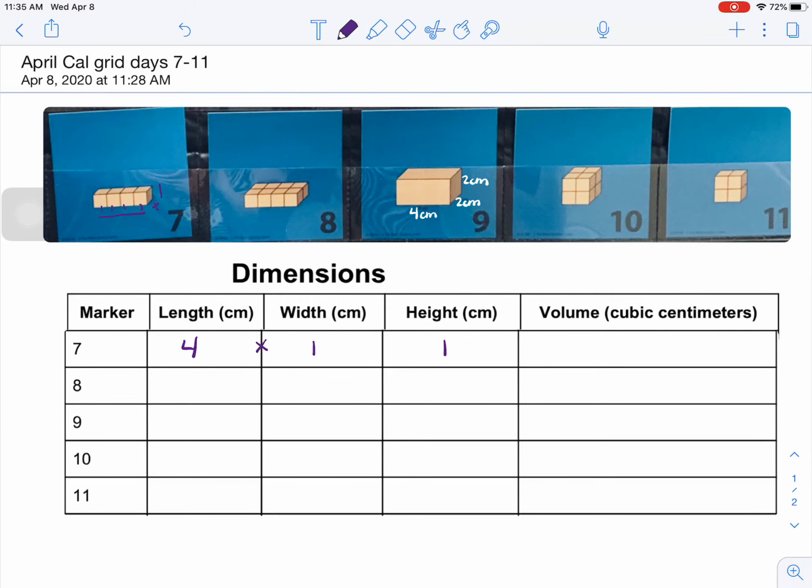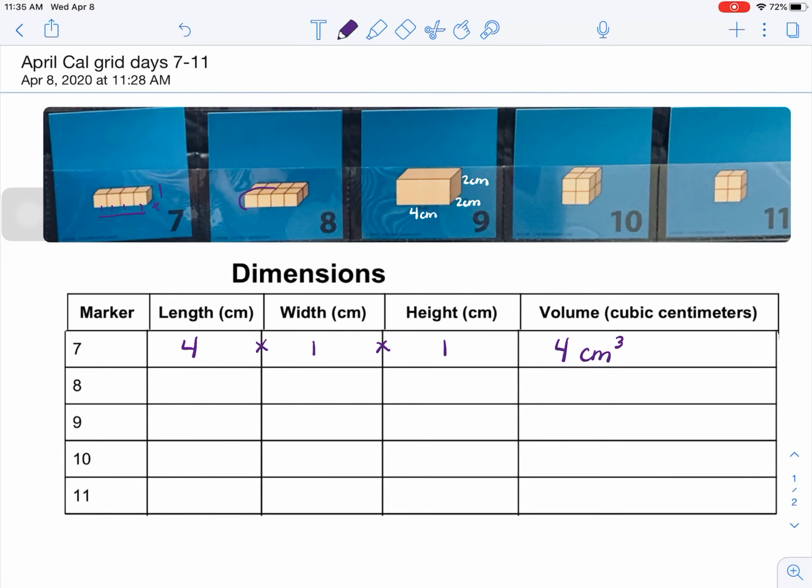So this is a 4 by 1 by 1, and we know that we find volume by multiplying those 3 dimensions together. So 4 times 1 times 1 is going to give me 4 cubic centimeters.